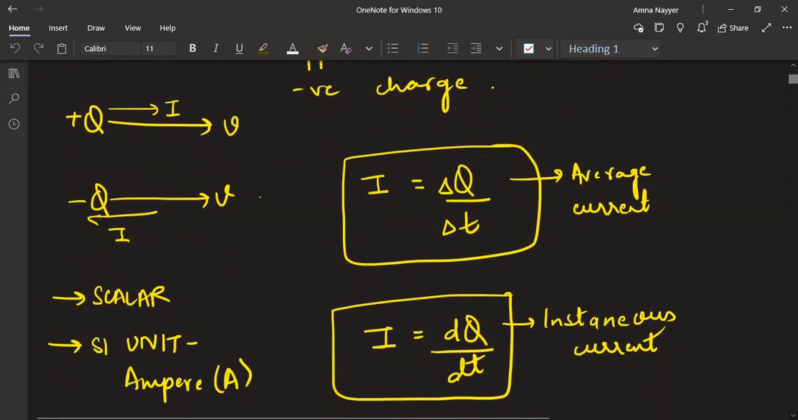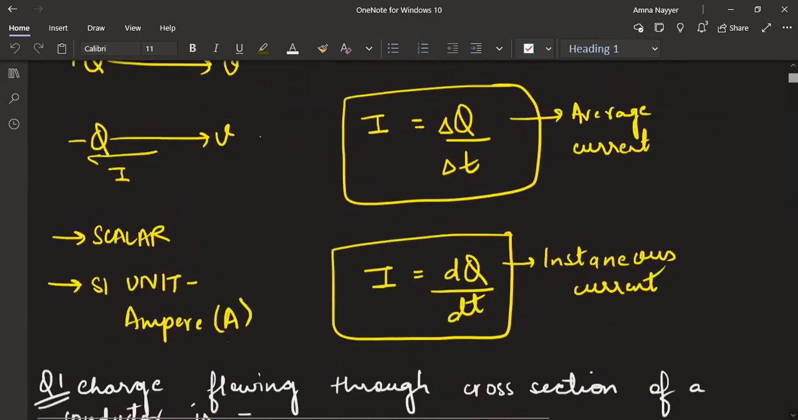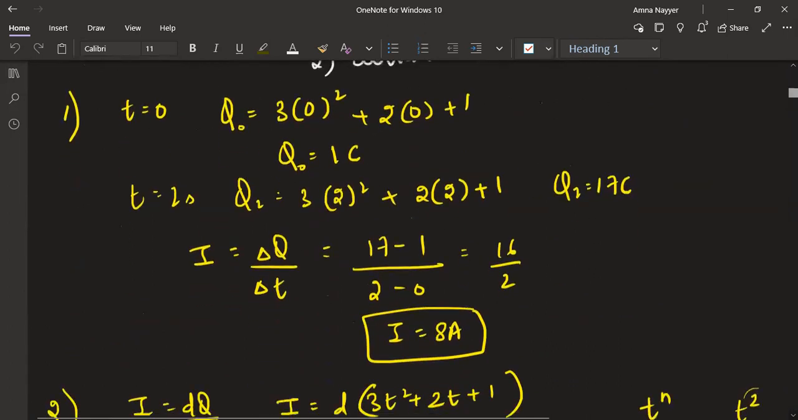Now, when do we differentiate? When do we take the average value? We differentiate when we have to find the instantaneous current at a very particular time instant, and average if we have to find the change for a duration. So read the question properly, whether a duration is given or a time instant is given to you. Fine. So this is the difference between the average current and instantaneous current.